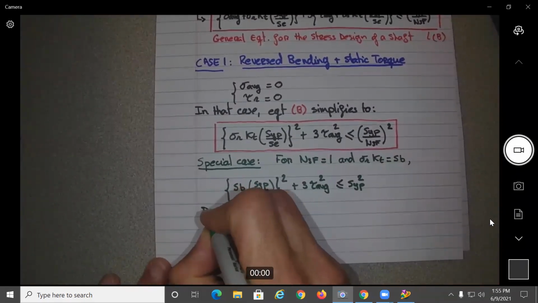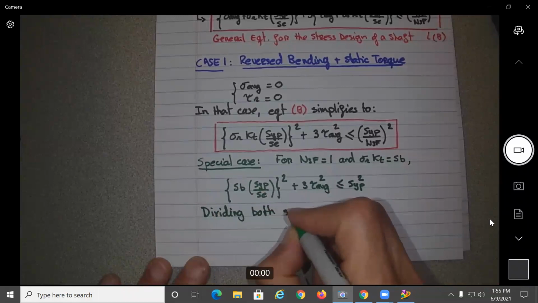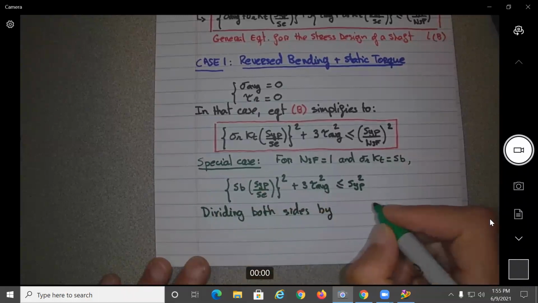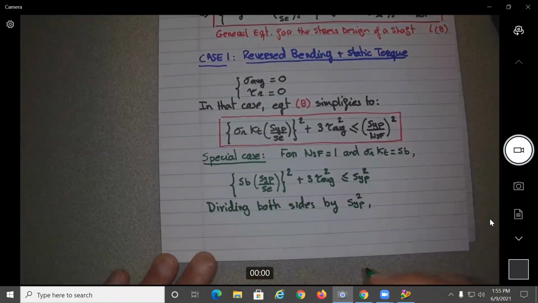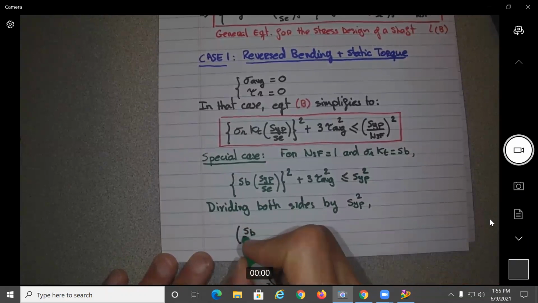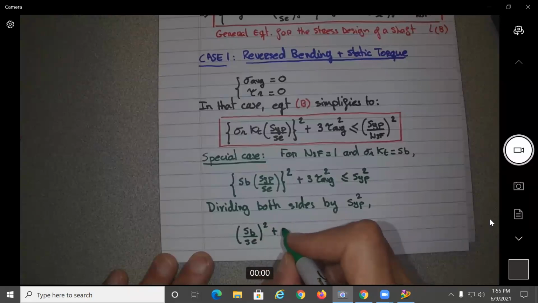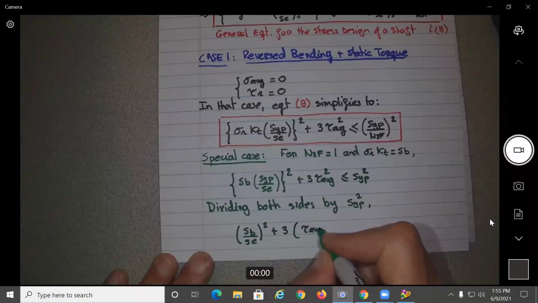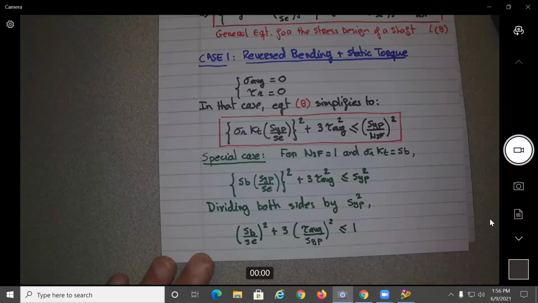So dividing both sides by S yield point square, what are you going to get? You're going to get that S sub b divided by S sub e, squared, plus 3 tau average divided by S yp, squared, would be lower than 1.